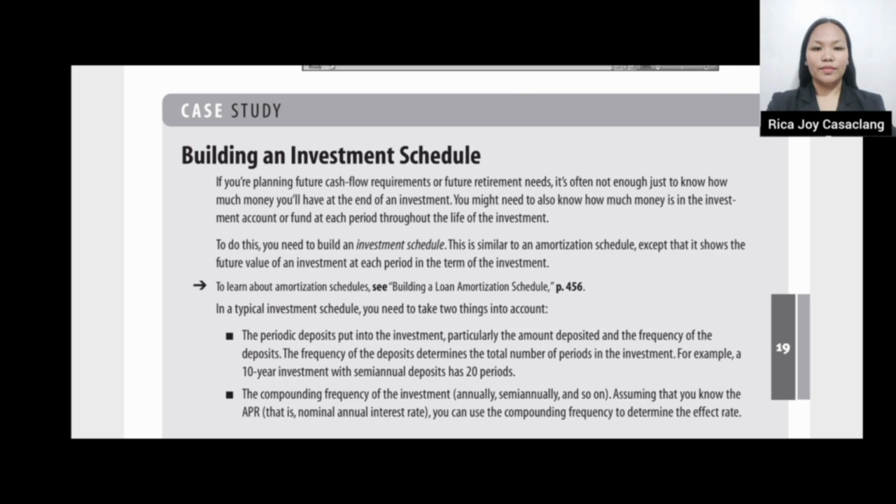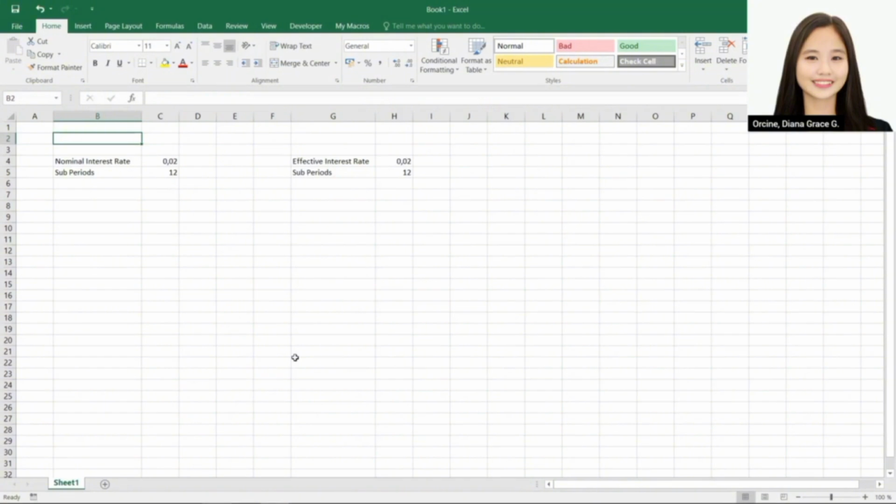Example, if an investment has monthly compounding but deposits are made semi-annually, interest will be accumulated each month before the next deposit is added. So hello everyone, this time I'll show you how to calculate the effective rate per period. So we have here the effect and the nominal. Let's calculate the effective interest rate based on the nominal interest rate and the given number of sub-periods. The nominal is the opposite, it is computed based on the effective interest rate and also the given number of sub-periods.